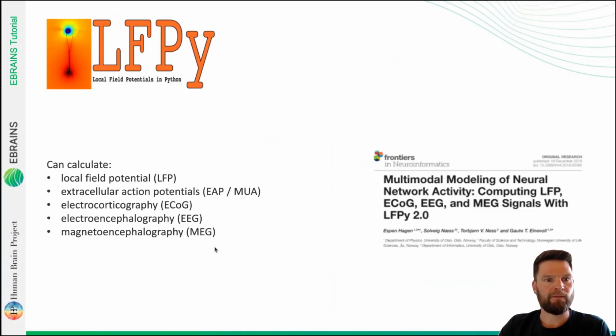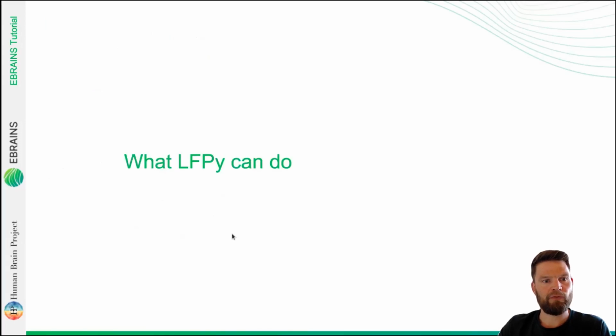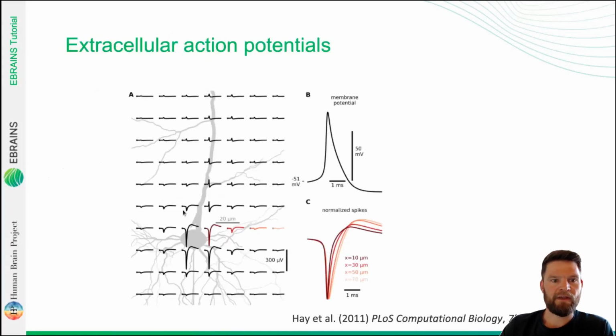The name LFPy reflects that the original purpose of the software was to simulate local field potentials. But LFPy can also simulate extracellular action potentials, ECoG signals, EEG signals, and MEG signals. Here are a few example plots of different brain signals simulated using LFPy. This is an example of simulated extracellular action potentials, or spikes, around a detailed cortical pyramidal neuron created by Hay et al.